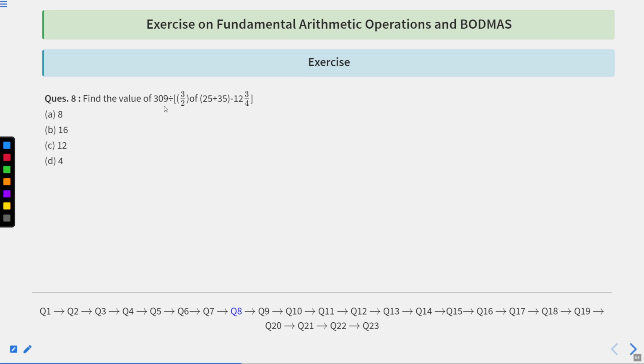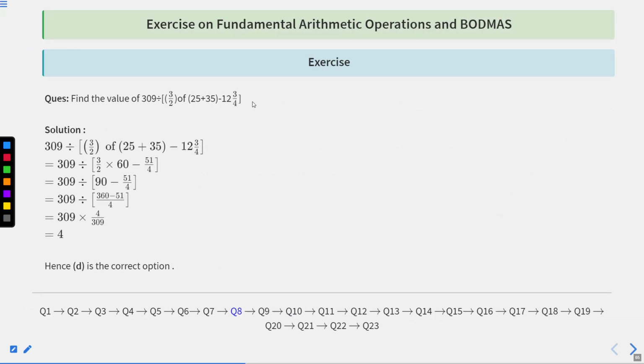Find the value of 309 divided by 3 by 2 of 25 plus 35 minus 25 of 3/4. So this can be solved as, first of all, we are going to solve brackets. So we will resolve this bracket first and also remove this mixed fraction, writing it as a proper fraction. So it will be 309 divided by 3 by 2 times of 60 minus 51 by 4. Now simplify this and it will be 30. 30 times 3 is 90. So now we are going to resolve this bracket first.